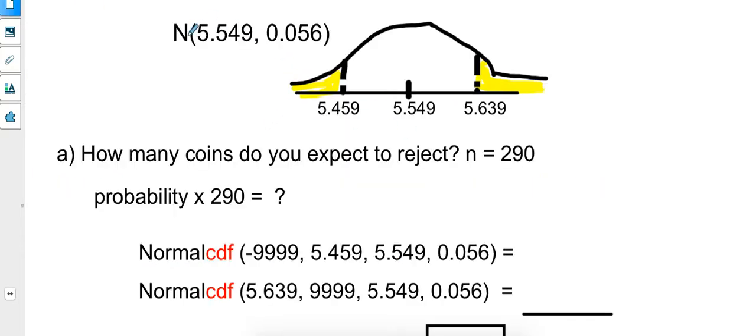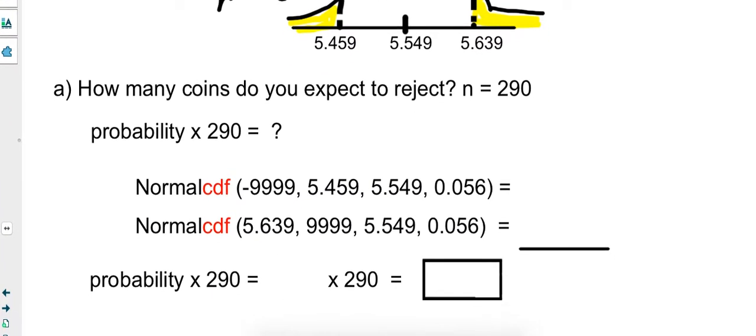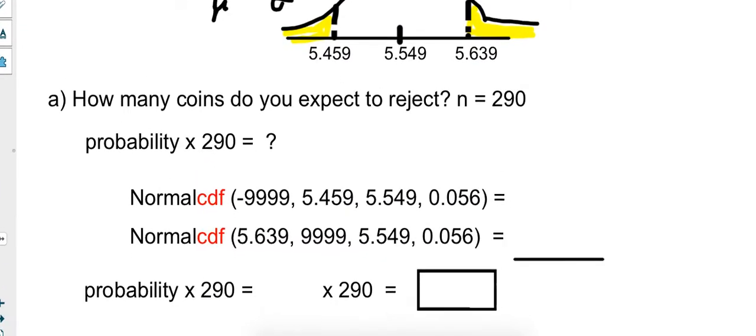Well, again, this is a normal model where your mean is 5.549 and your standard deviation is 0.56. So if you look at this as a picture, the rejected ones are in the tails here. So if you want to find out how many are going to be rejected, you need to find the probability, or the area under that curve. So you're going to use your calculator and you're going to put in these 4 parameters.